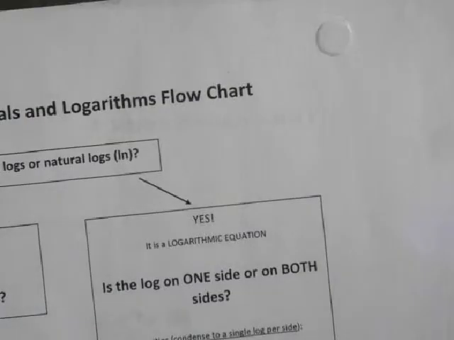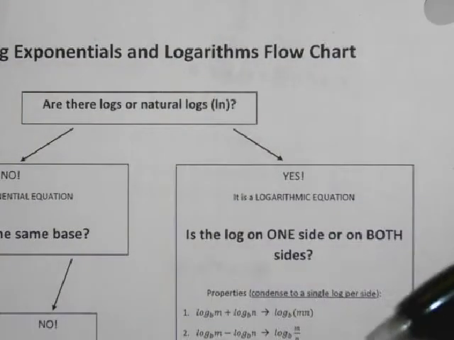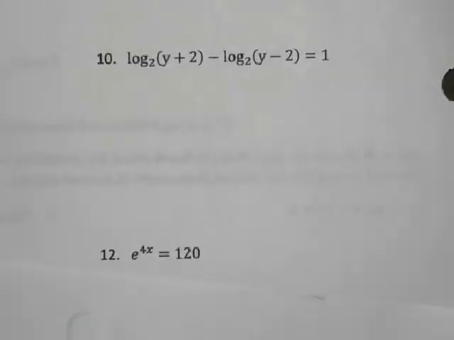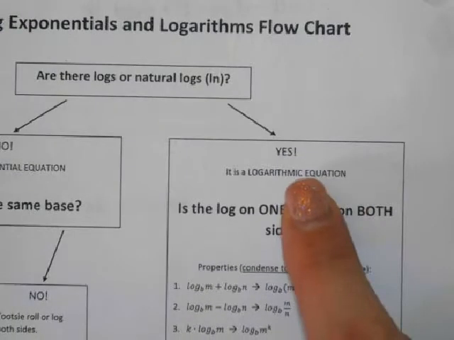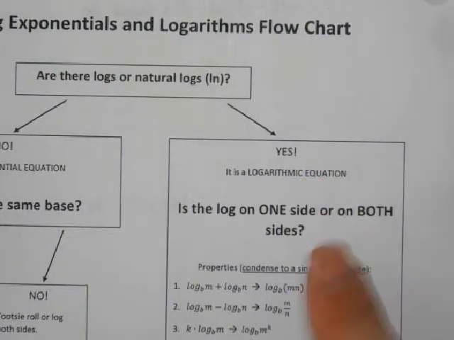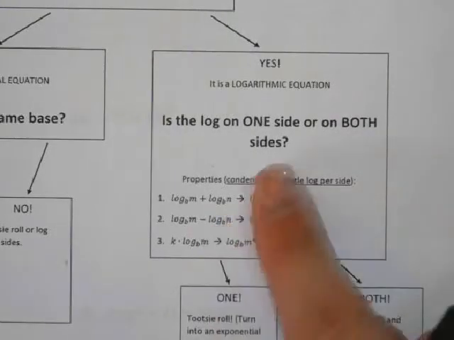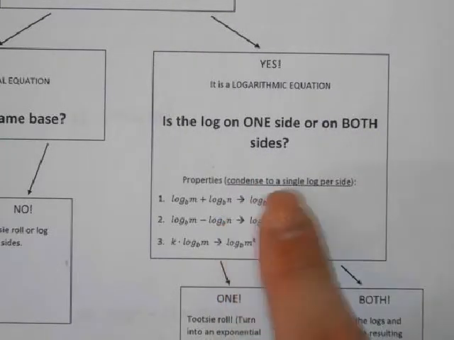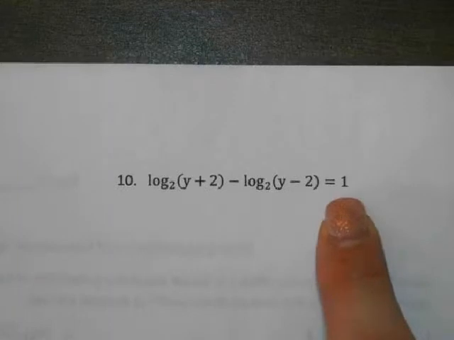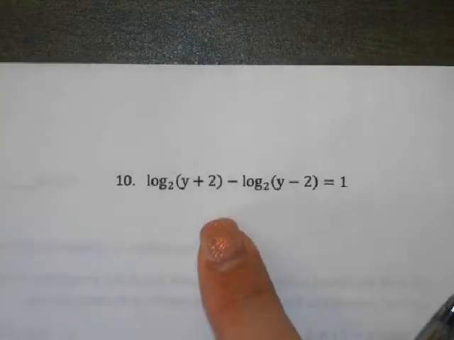So on the flowchart, we first ask ourselves, are there logs in the problem? So for number 10, are there logs in the problem? Yes. Okay, so that means that we are doing a logarithmic equation. We have to do our properties of logs to condense it so there's only one log per side. The right side has no logs. The left side has 2. So how do we condense it down?